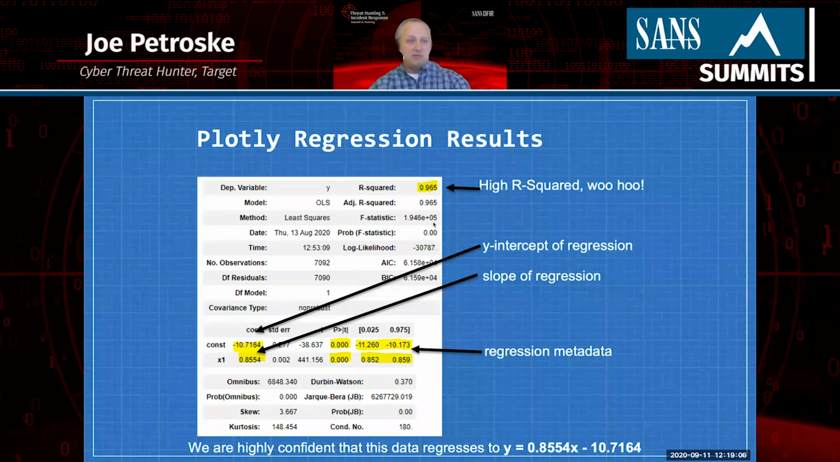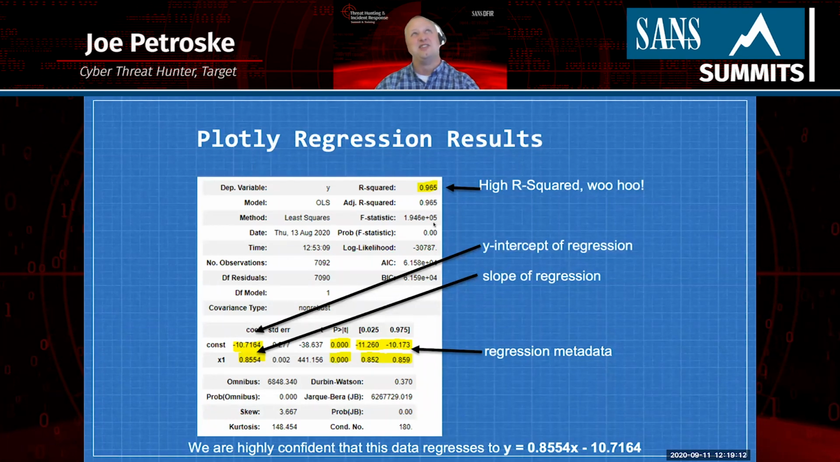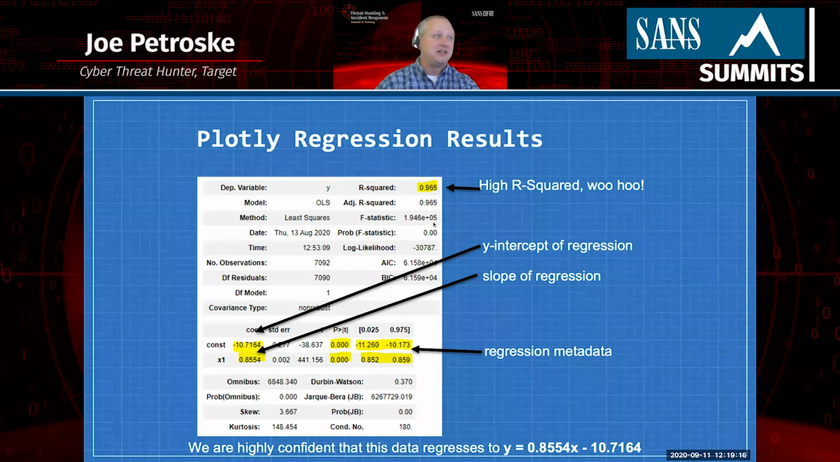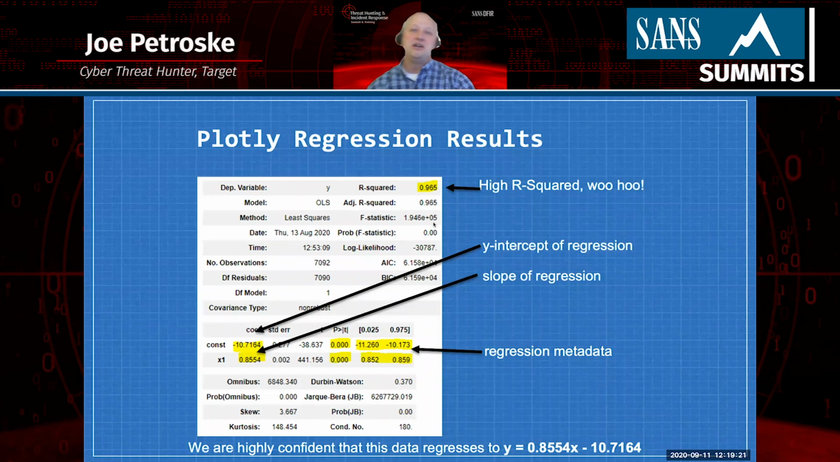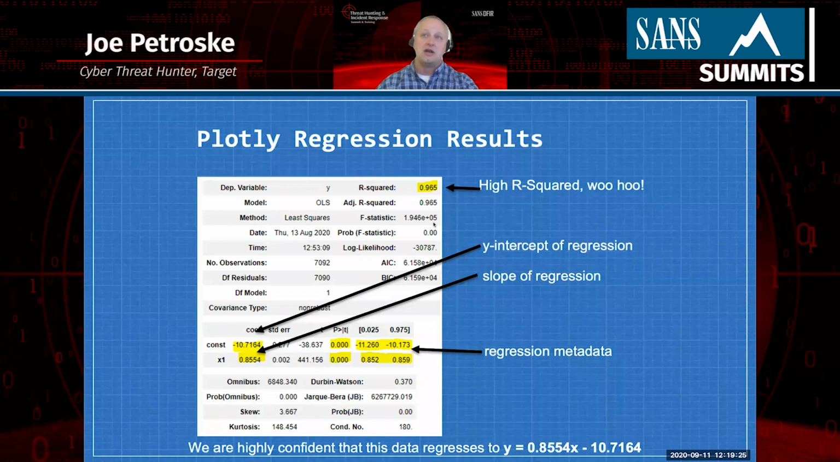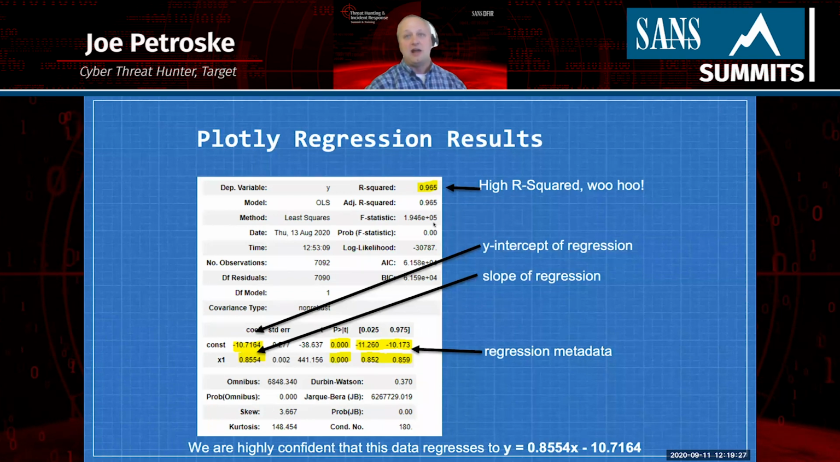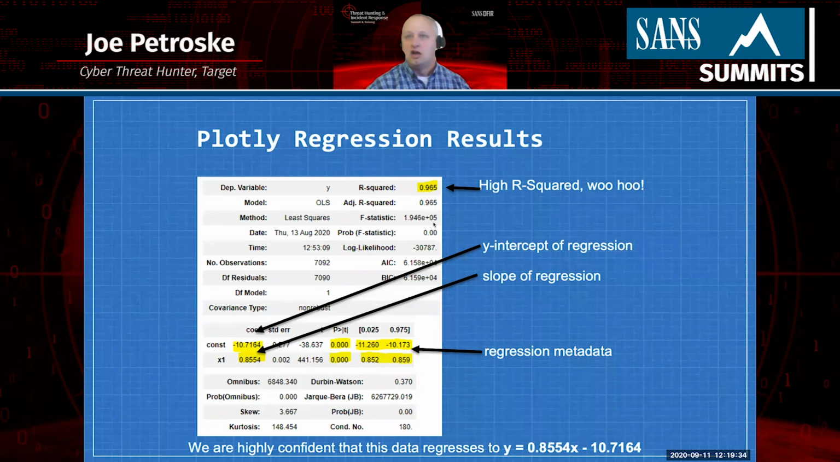And if you remember what the graph of a line looks like, going back to 8th grade algebra, it's y equals the slope of the line times x plus the y-intercept, y equals mx plus b. That's really what we're finding right here. And you said, yeah, when am I ever going to use that? Well, today's the day, right? So here are those things down here where the arrows are pointing. There's the y-intercept and slope of the regression. So we're pretty confident that the regression line that explains this data is going to be about y equals 0.855x minus 10.